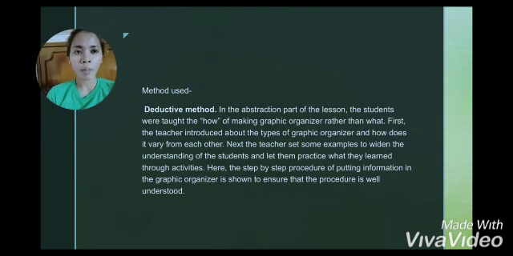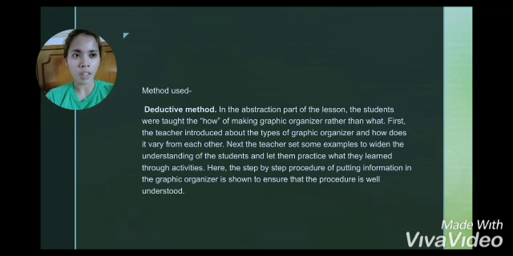So in the abstraction part, which was explained earlier, the students were taught about how to make a graphic organizer rather than what it is. So first, the teacher introduced the types of graphic organizer and how they vary from each other. So next, the teacher set some examples to widen the understanding of the students, and she let them practice what they learned through activities.